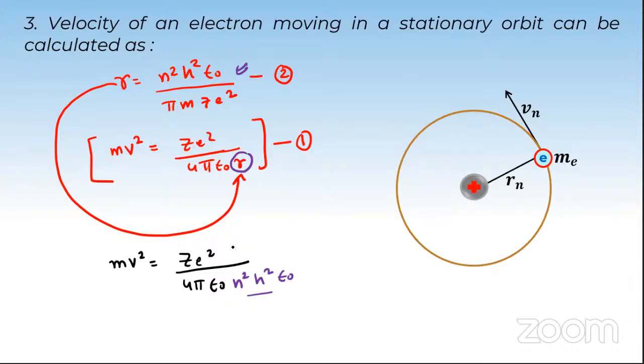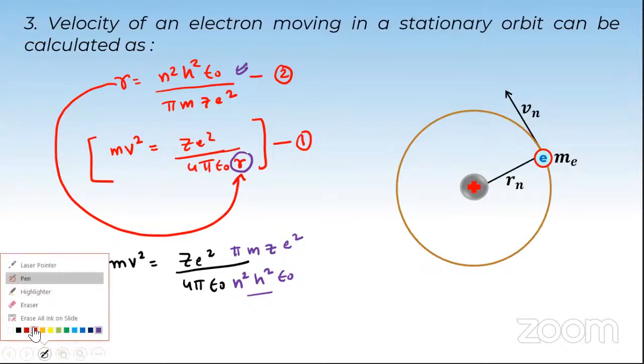So here it will become pi m z e square. Okay, now what I did was very simple. I took my first equation. I substituted my radius derived formula into the first equation. Okay. Now let me cancel what are the variables.